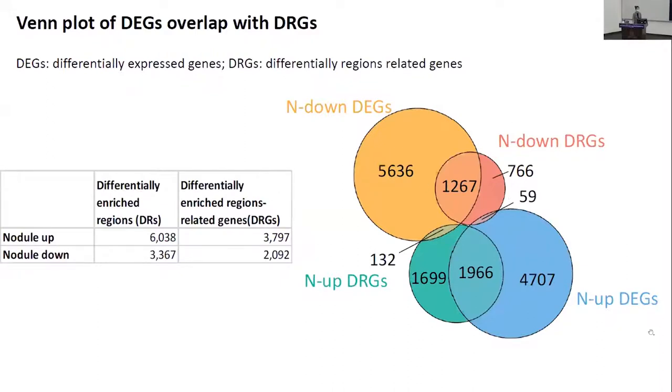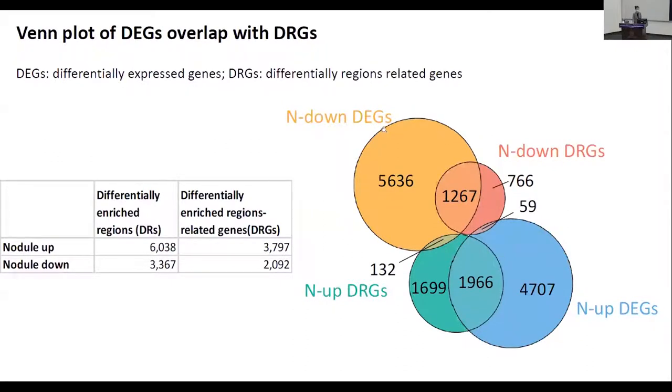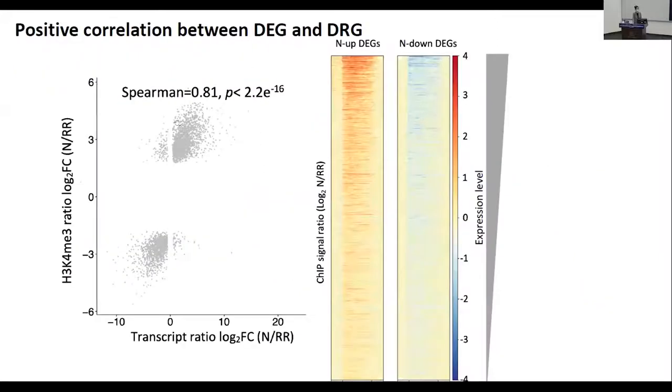Here shows the Venn plot between the DEGs and the DRGs. Basically, around 50% to 60% of the DRGs overlap with DEGs in the same direction. So to dig more into these higher proportions, the Spearman correlation between the ratio of H3K4 trimethylation and the transcript was calculated. A positive correlation could be found.